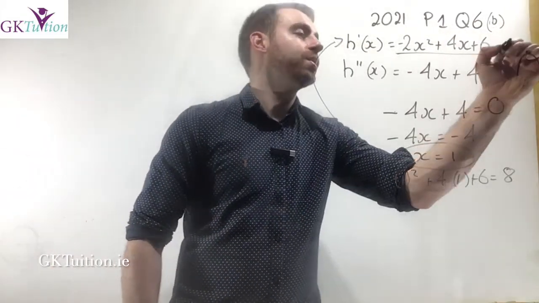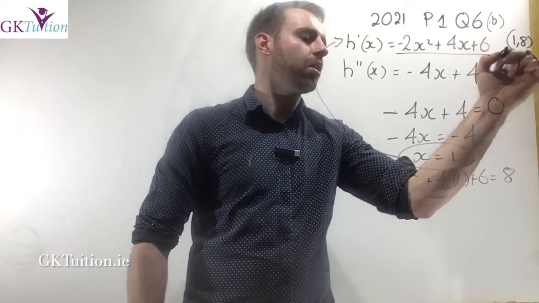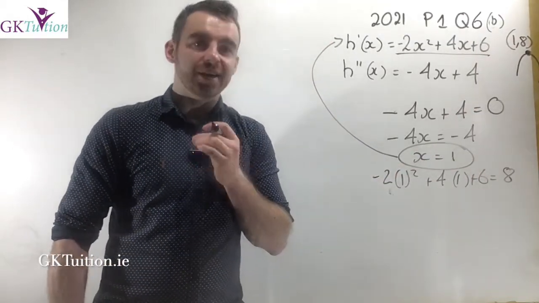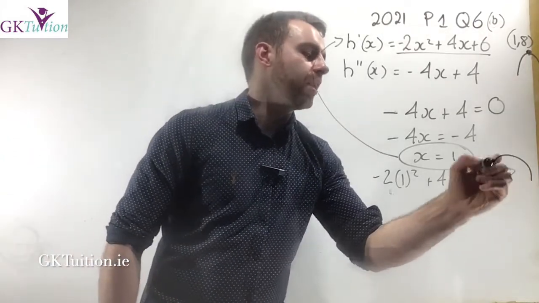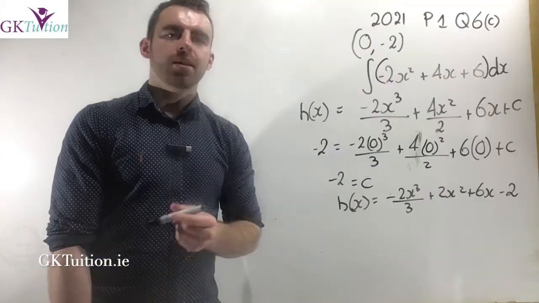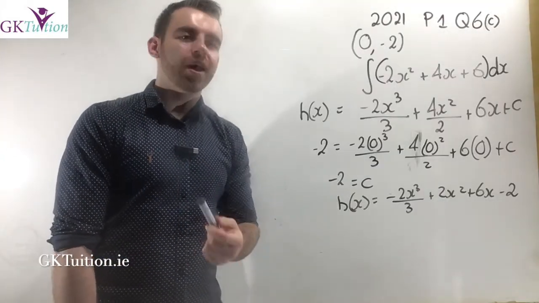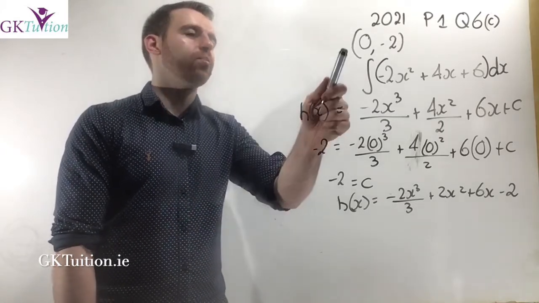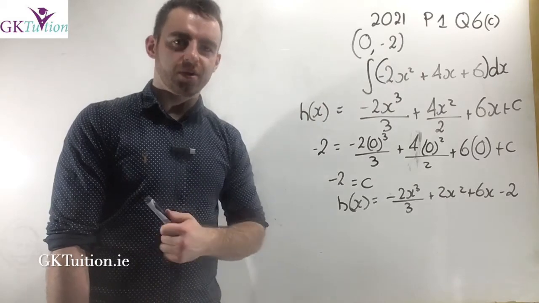So the turning point, and you can actually see it easily enough from your diagram, is the point (1, 8). And we're asked to get the maximum value. The maximum value, the answer in this case, is 8. In the final part of this question, we're asked to identify the formula for h of x, given that the point (0, -2) lies on the curve.